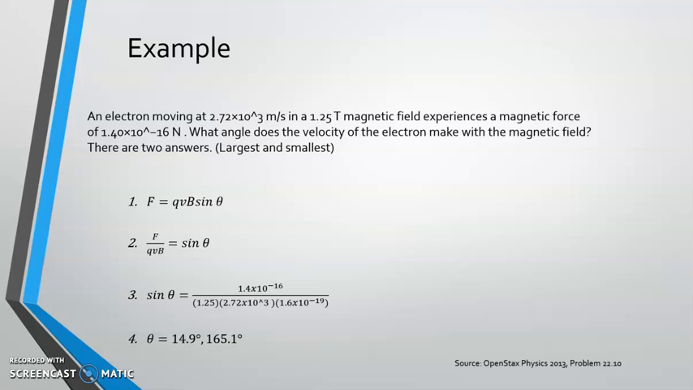So that's how we got that answer, by taking the inverse sine of that right-hand side of the equation. After we take that inverse sine and get 14.9, to get the 165.1 degrees, all we do is we take 180 and subtract 14.9. And this way we're able to get our smallest number and our largest number values for theta. I hope that made some sense to you.